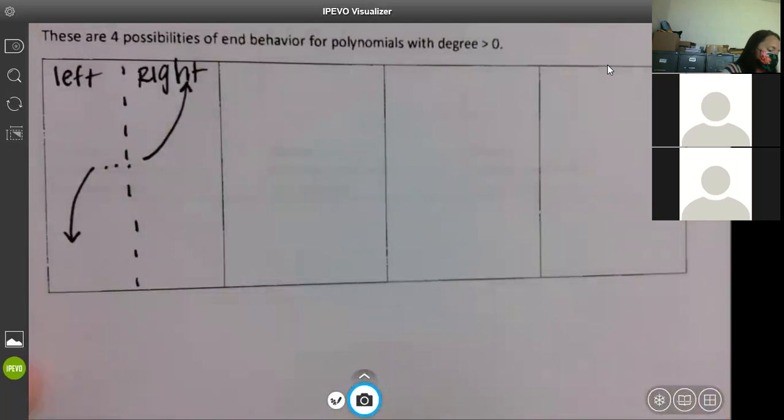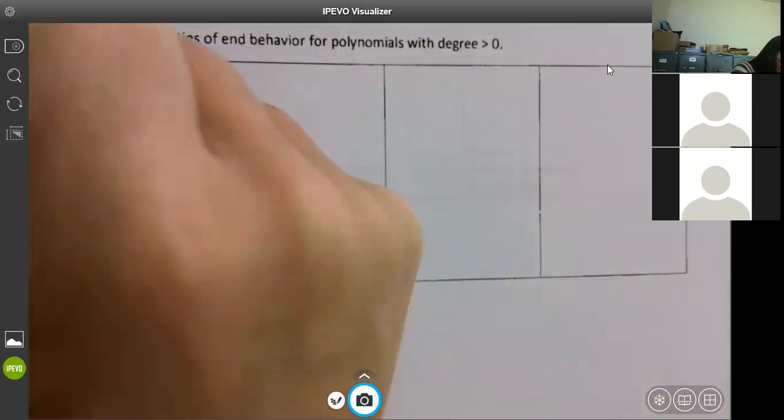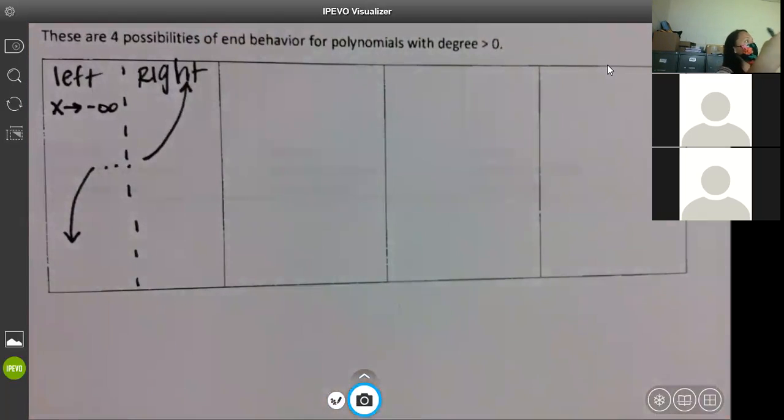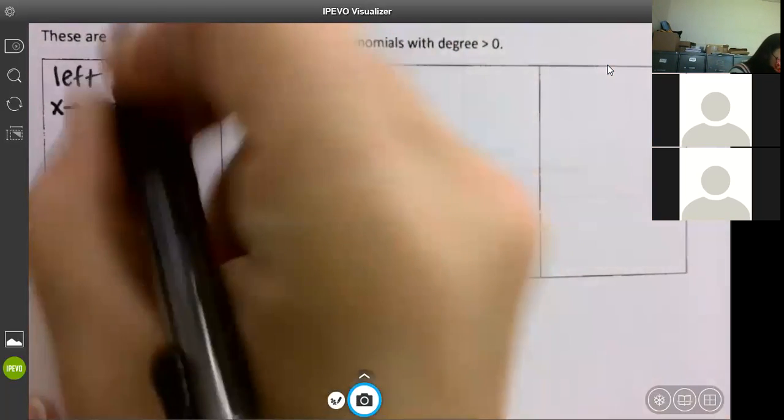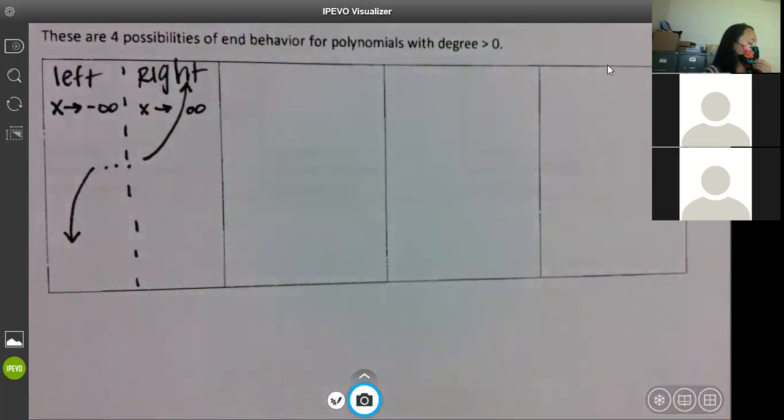The left is always described by x goes to negative infinity. And the reason is because as we go on the x-axis to the left, it goes to the negative values as far as you can possibly go, which is negative infinity. On the right, it would be x goes to infinity. Those two will never change, okay?